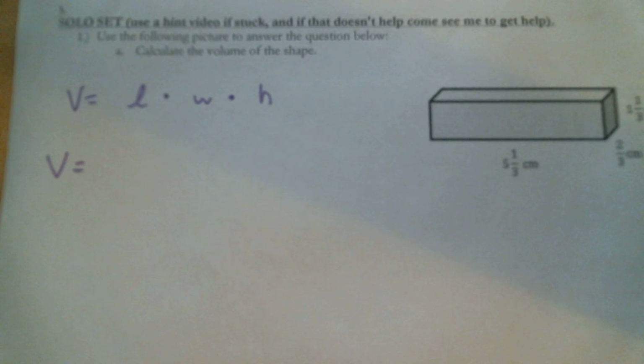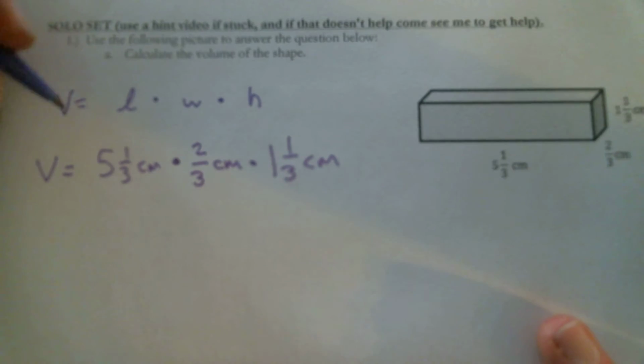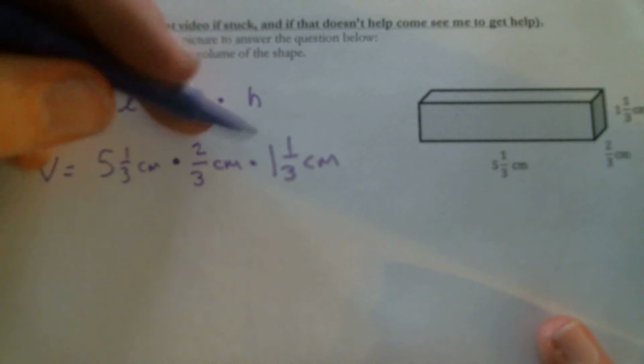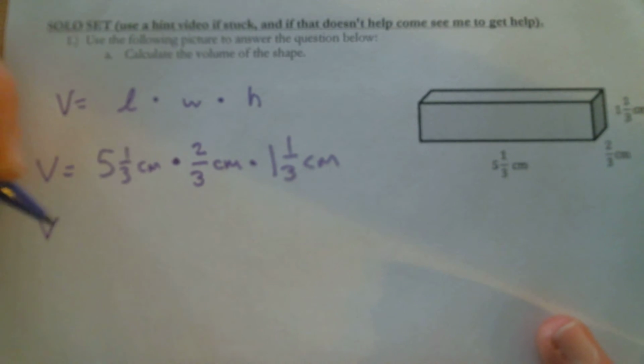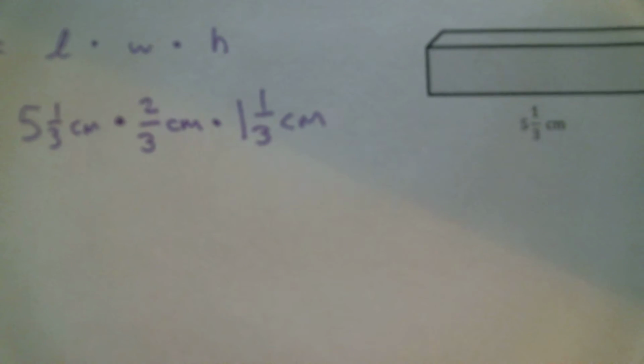So remember, to find the volume, you're going to do the length times the width times the height. So here my length is 5 1/3 centimeters times 2/3 centimeters times 1 1/3 centimeters. Remember, these are all mixed numbers, well, except for the middle one. So I'm going to change that into an improper fraction by multiplying 5 times 3. That gives me 15. And then adding 1, that will give me 16.